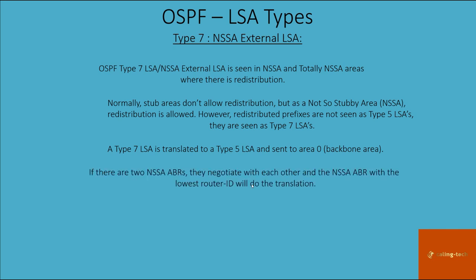So what we need to know is that if there are two NSSA ABRs, the area border routers, they actually negotiate with each other, and the border router with the lowest router ID will win and do the translation. Now, there's no real need to have a look at a diagram on this, as we've already covered Type 5 LSAs and we understand the usage of them. The only thing we need to note is that Type 7s do not leave the stub area. As we've stated, they're translated to Type 5 LSAs, and we know how Type 5 LSAs work.